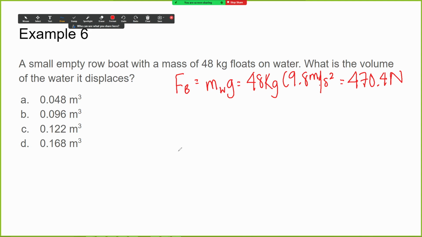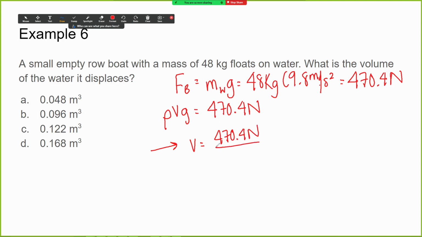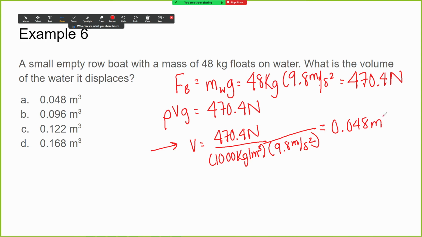Okay. So I know that this rowboat, if it's floating, the buoyant force has to be equal to the weight of the boat itself. So the weight I know is rho V g, is equal to this 470.4 newtons that I just found. Okay, so then I can rearrange and solve for V. So V is equal to 470.4 newtons over density, which is 1,000 kilograms per meter cubed, times 9.8 meters per second squared. Okay, and that will give you 0.048 meters cubed.